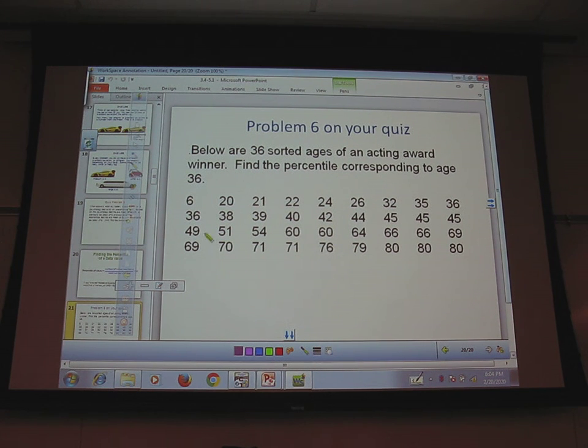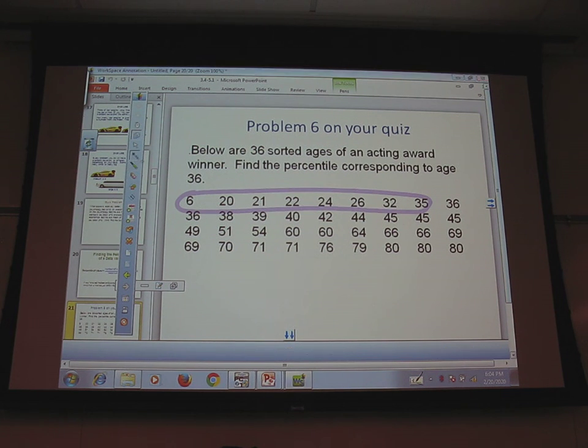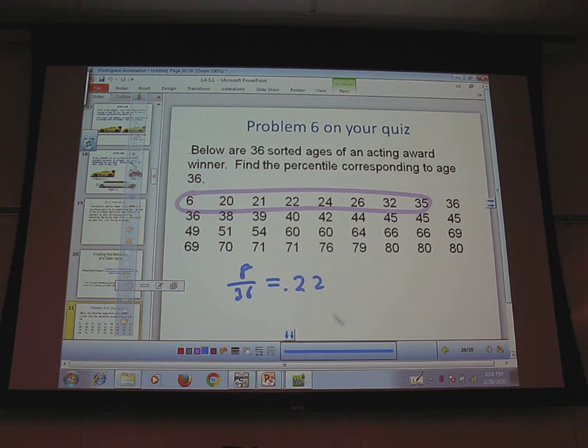Age 36. So which ones are less than 36? These guys. 36 is not below itself. You can't count that one. How many are there? 8. 8 out of how many? 36. So 8 out of 36 is how much? 0.22, and then multiply by 100%. So you'll get 22%. So it's the 22nd percentile.